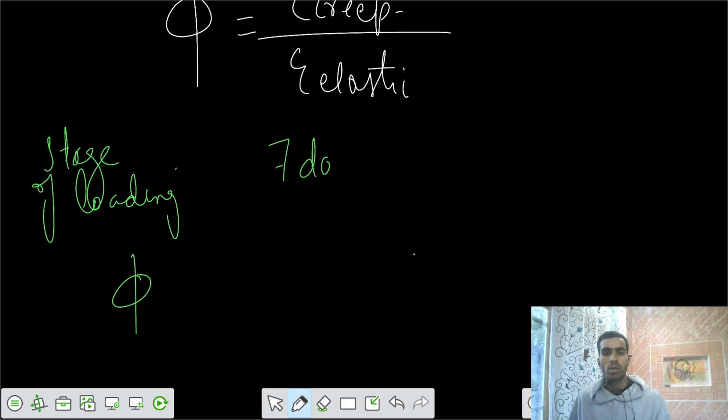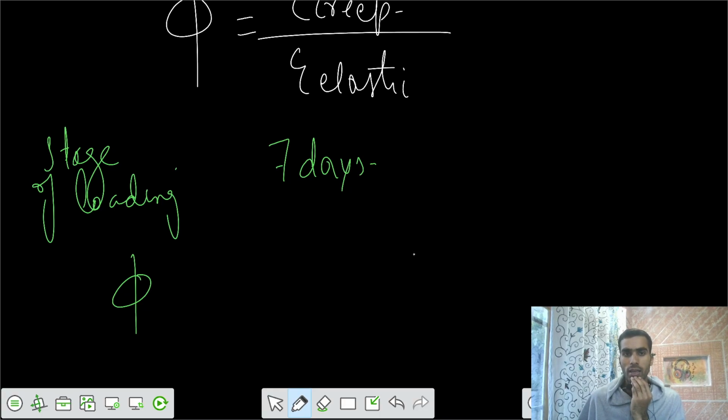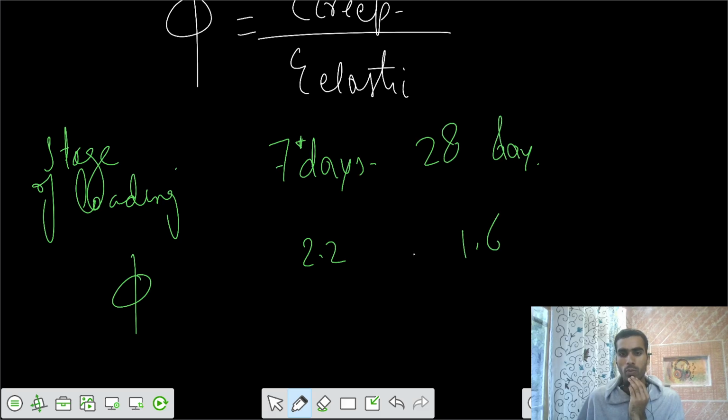If the concrete was only 7 days old, that means the loading on the concrete is applied at the 7th day after the concrete was made. At that time your phi value is 2.2. If I apply the loading at the 28th day, the value is 1.6. And if I apply the loading after 1 year, the phi value is 1.1.